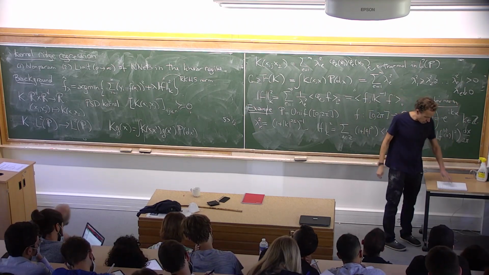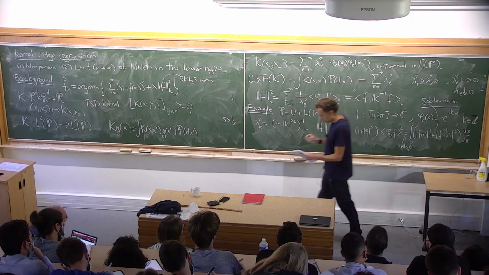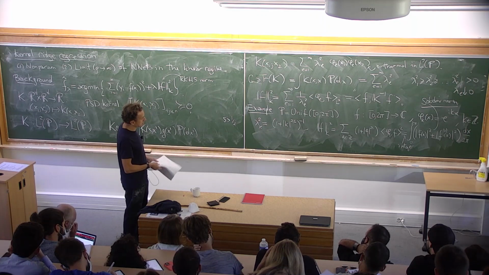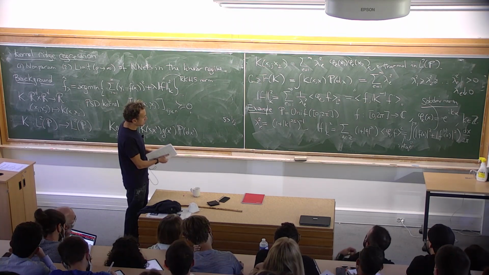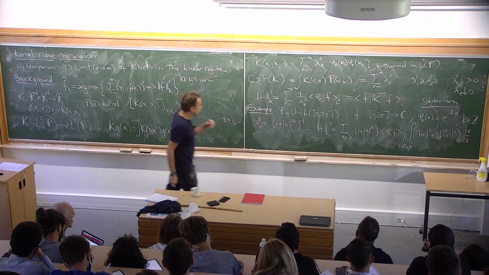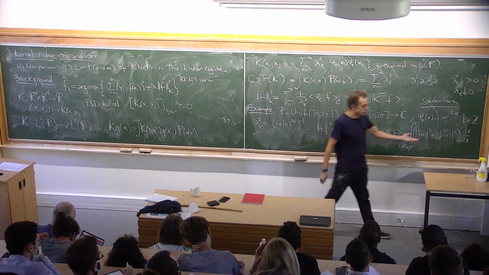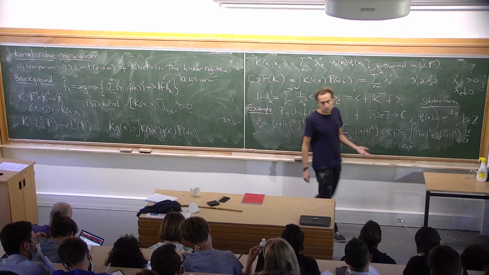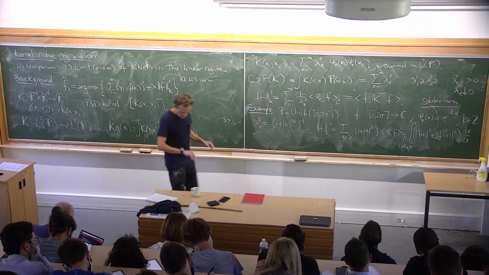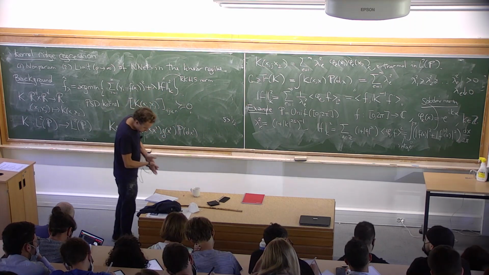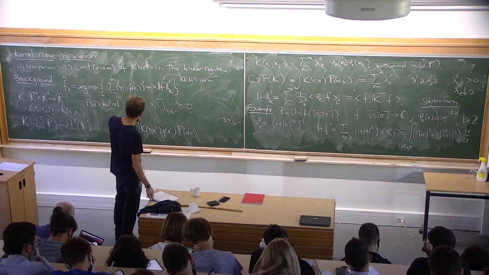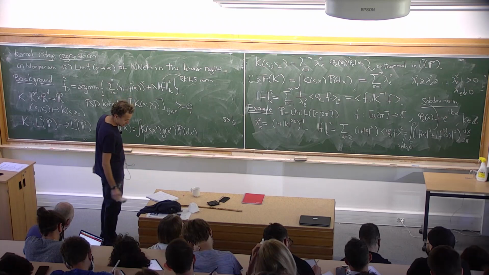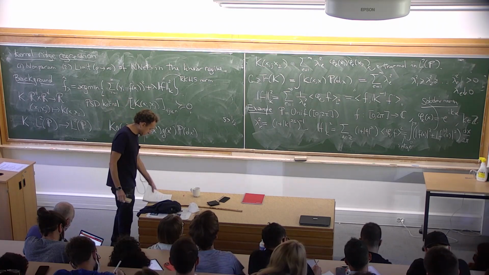RKHS spaces generalize certain subsets of Sobolev spaces, but what is important here is that this norm encodes the smoothness of the function f. So a function with a small RKHS norm is a smoother function. Now, there is one last thing. So far I did 15 minutes. Let's do another 5 minutes of general introduction.